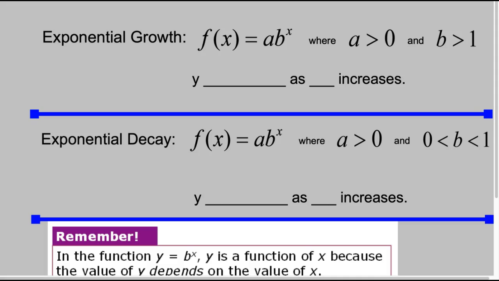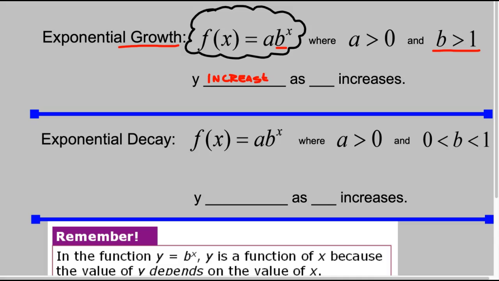If you have exponential growth, f of x equals a times b to the x power, this is just some generic exponential function, where the a is greater than 0, so the a is positive, and the b is greater than 1, then that's going to be growth. So if this value b is bigger than 1, it's going to be growing. And if it grows, then y is going to be increasing as x increases.